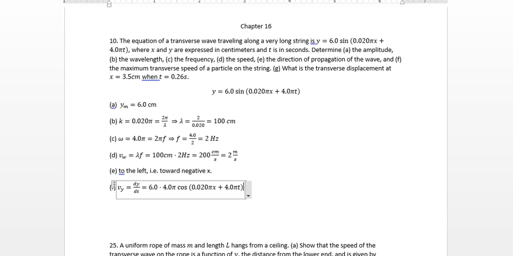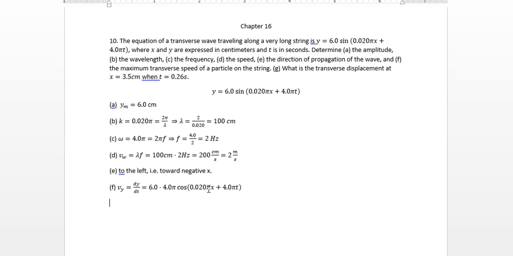So the maximum velocity for this is going to be when x and t are 0. Vy max is 24 pi centimeters per second.